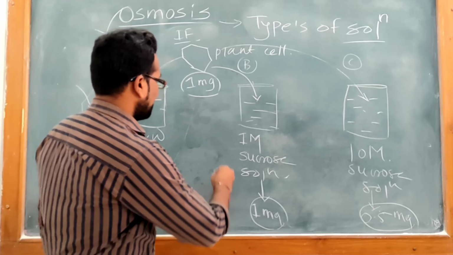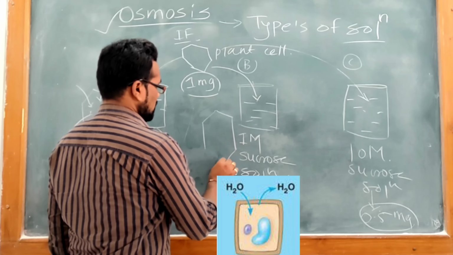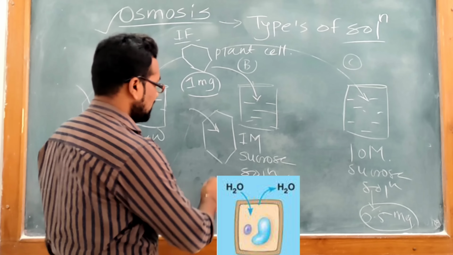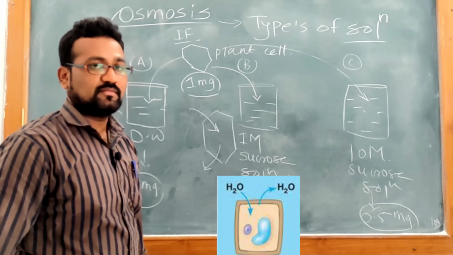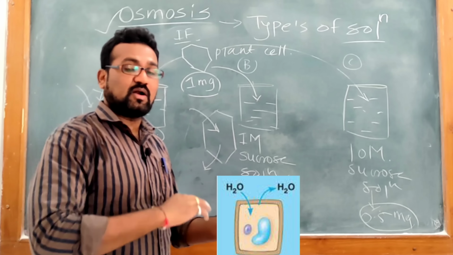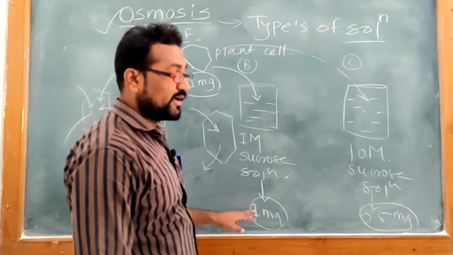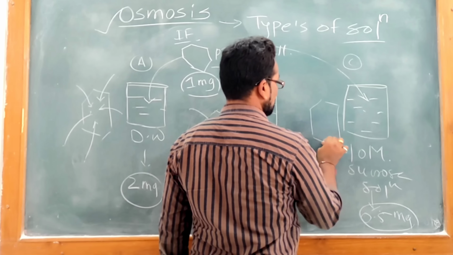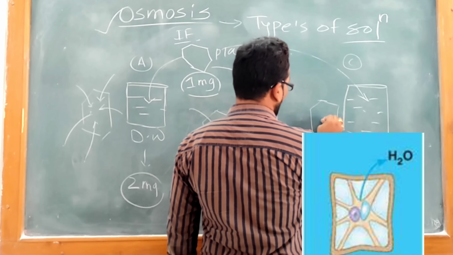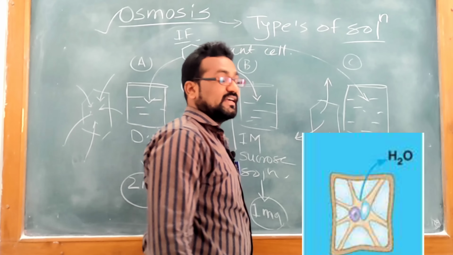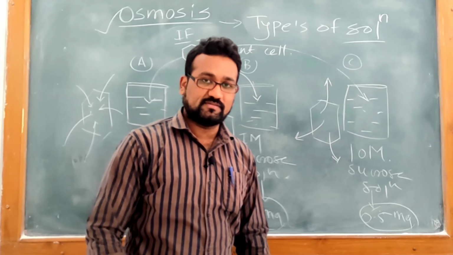Here in this case what happens, this is a plant cell, some water comes inside the cell, some water leaves the cell. Means the water is coming inside and going outside at the same rate. That's why the weight of the cell is the same. And in the third case what happens, the water from the cell is going outside, that's why the weight of the cell is decreasing.